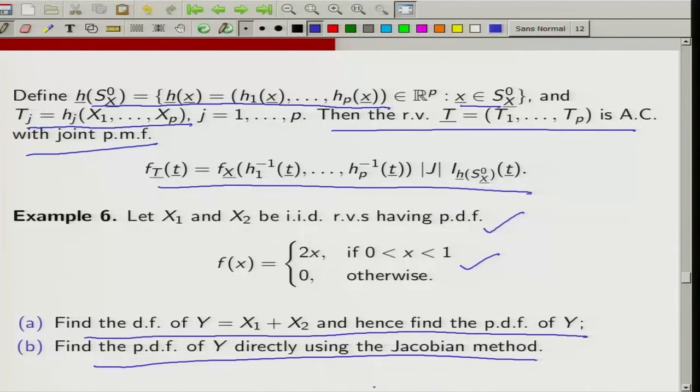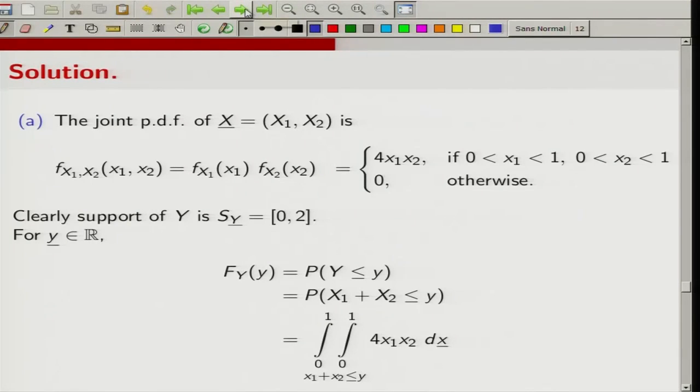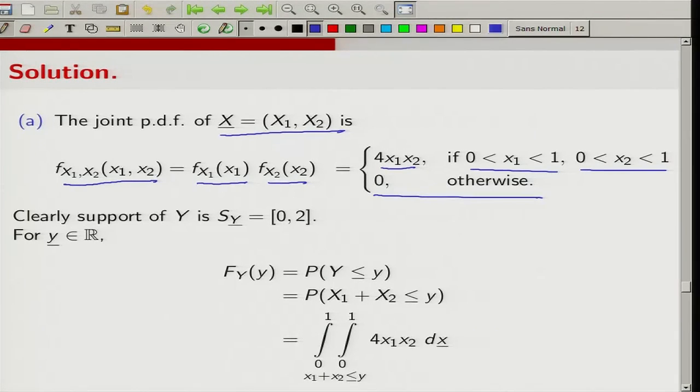So, Y is X1 plus X2. Let us first try to find out the distribution function of Y. For that, first let us see what is the joint PDF of X1, X2. Because of independence, f_{X1,X2}(x1, x2) is f_{X1}(x1) times f_{X2}(x2). But f_X(x) is 2x if x is between 0 and 1. So the product would be 4 x1 x2 if x1 is between 0 and 1 and x2 is between 0 and 1, and 0 otherwise.